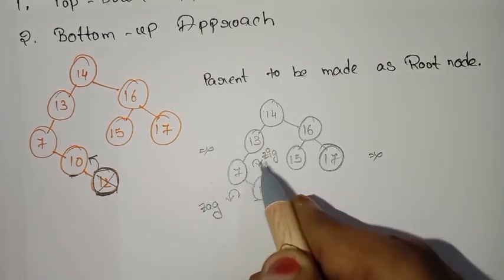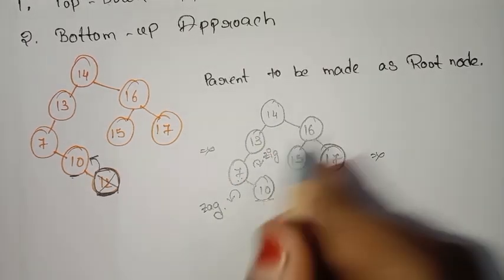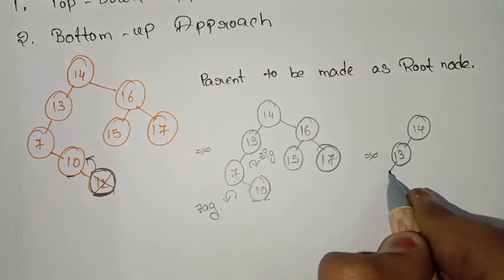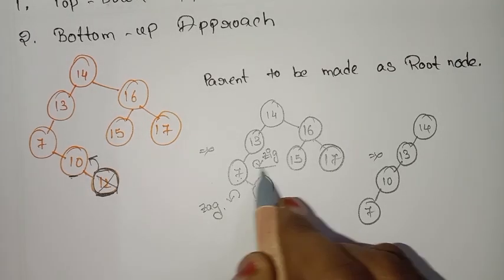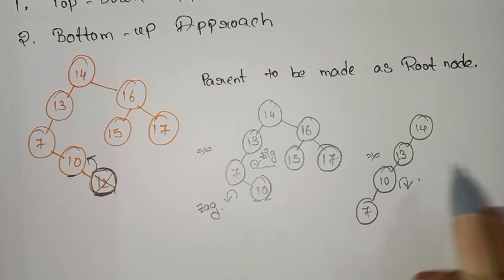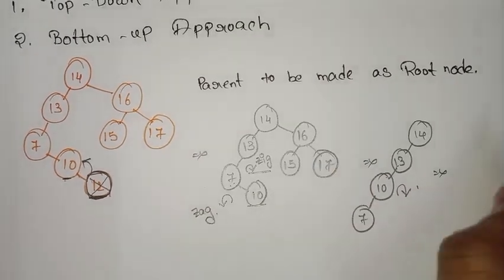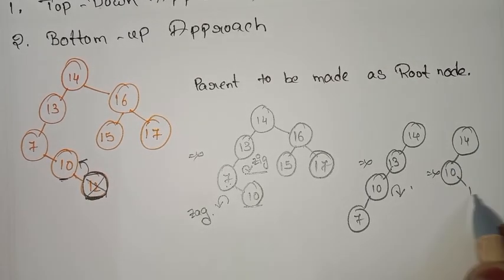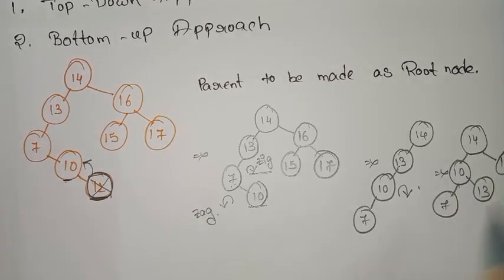Once I do the zag rotation, 10 will move here and 7 will come down. Then how will the rotation be? I will draw one side: 13, 10 and 7. Then again I need to do the zig rotation. If I do the zig, 10 will move here, 13 will become the child. I am not writing the right side part because it is similar. So see 14, 10, 13 and 7. The remaining is here 16 and the rest will be there.